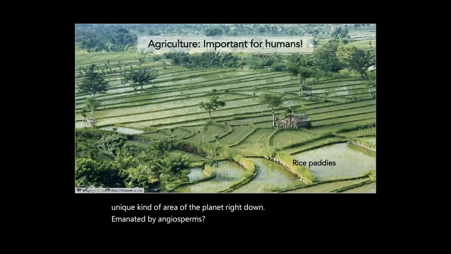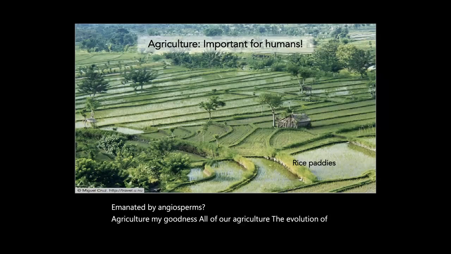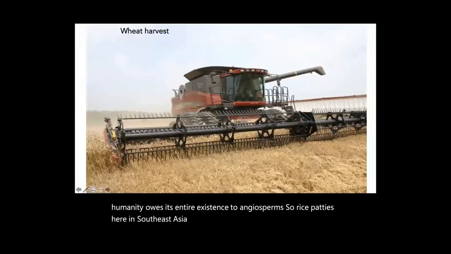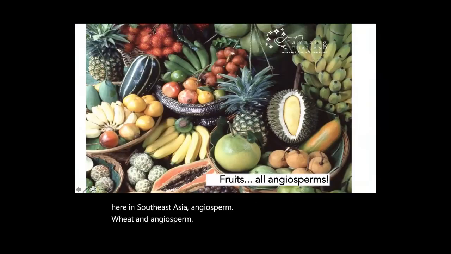Agriculture, oh my goodness, all of our agriculture, the evolution of humanity, owes its entire existence to angiosperms. So rice paddies here in Southeast Asia, angiosperm. Wheat, an angiosperm, right? Everything that you see there, fruits, those are all angiosperms.